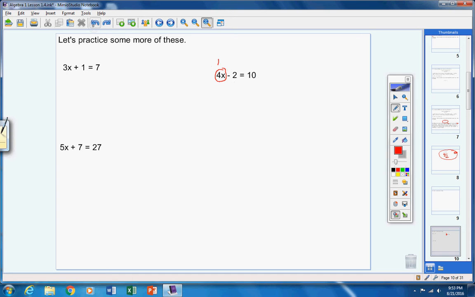Now if 4x has to be 12, then what does x have to be? 4 times what gives me 12? 4 times 3. So there I solved the equation. X equals 3. There we go. Not too bad. So there's my answer. Now let's substitute 3 in for x and check it and see if we're right.